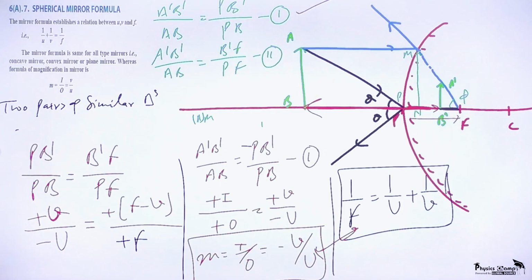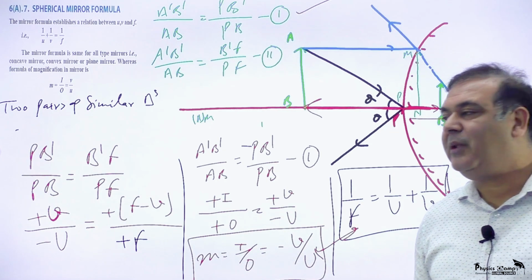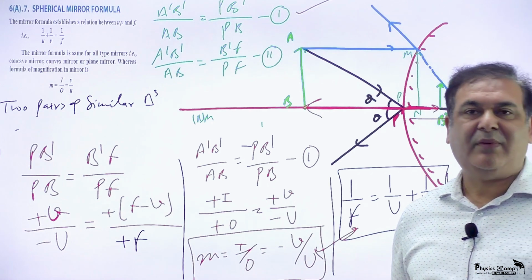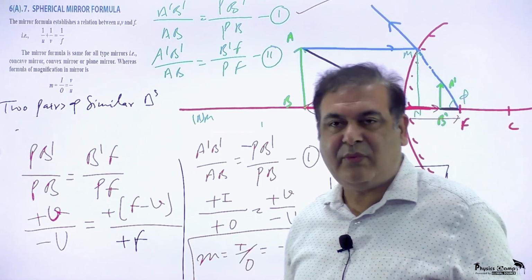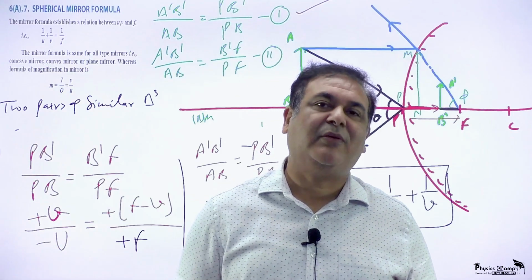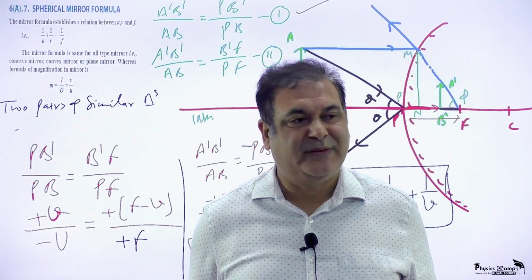So the formula remains the same for all the mirrors: concave, convex, real image, virtual image, for any position of object and any position of image. For all mirrors you will be using this formula.